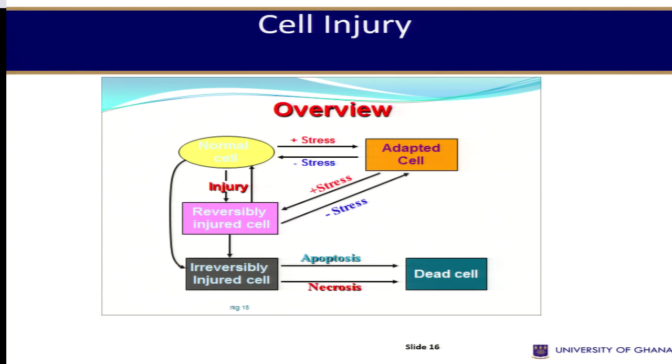So this is another diagram to show how a cell may move to an adapted state and return to normal, or may move to an injured state which is reversible and return to normal. But when it moves to the irreversible injured state, it can only become a dead cell. It also shows the two main types of cell death that we shall discuss later in other sessions.